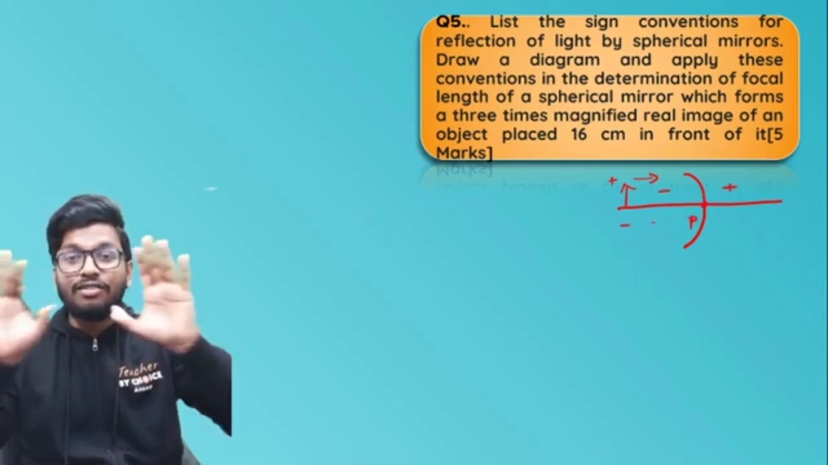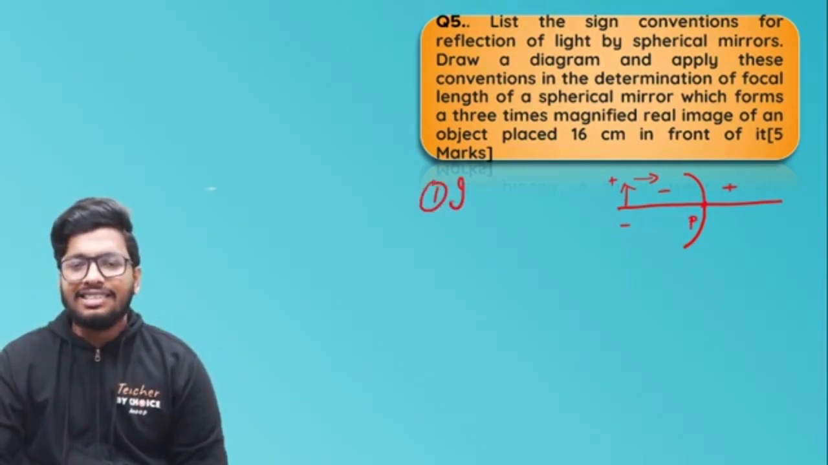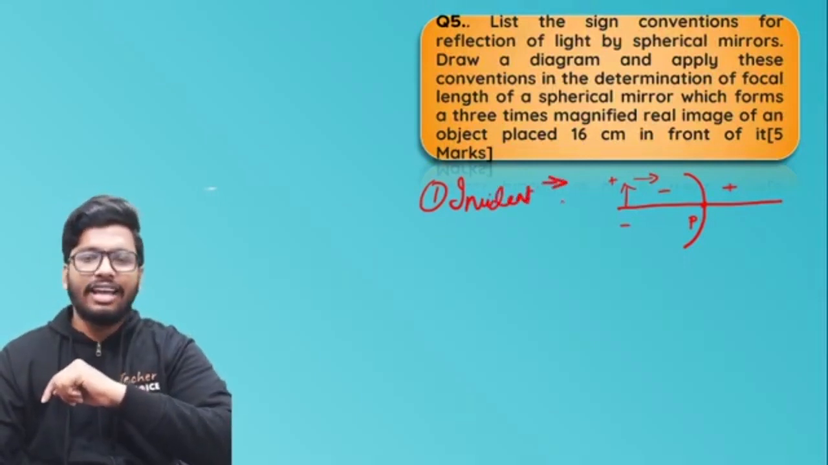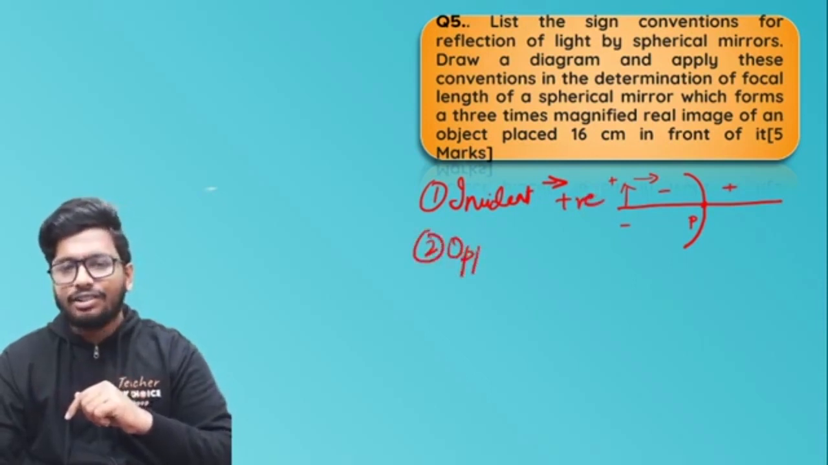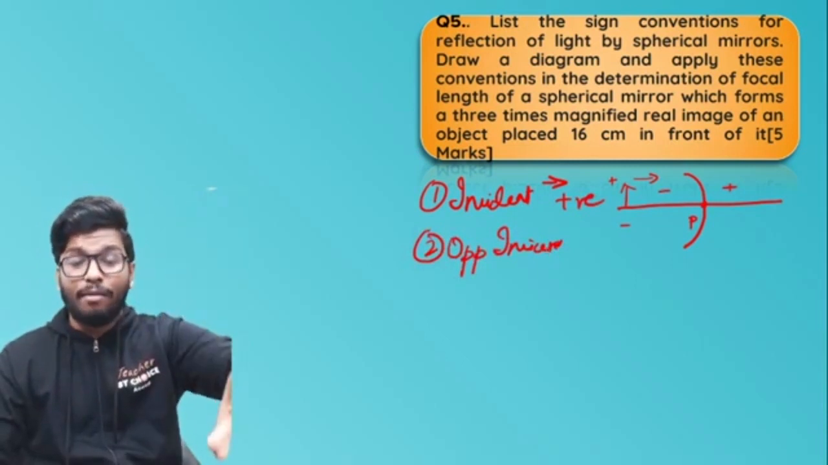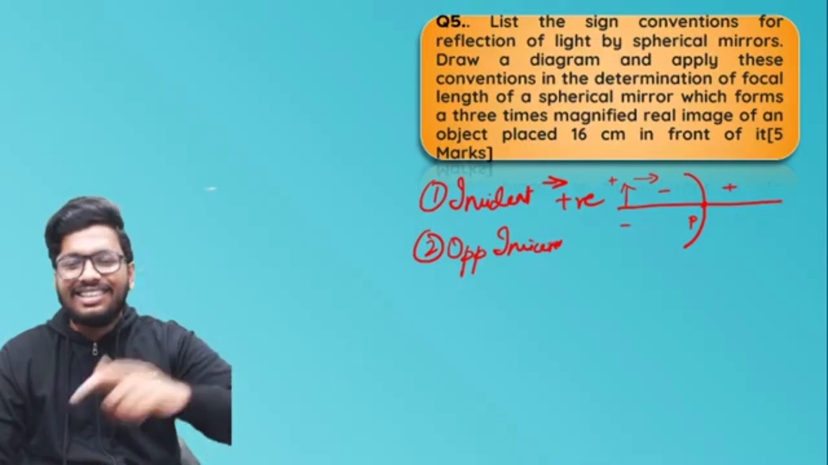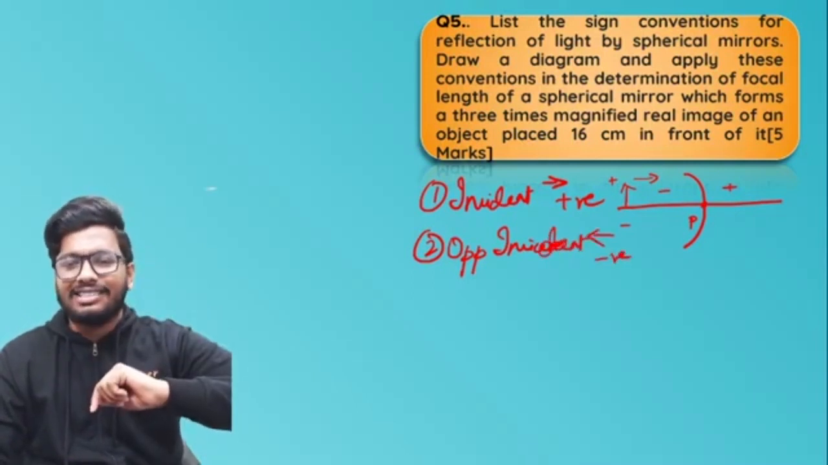So what are the points? First of all, list out the sign conventions. First thing, write that down. If it is in the direction of the incident ray, then it's taken as positive. If it's in the opposite direction to the incident ray, it's negative. I'm just writing it as a rough note. Don't worry, guys, you can download all these notes. So anything that is opposite to the incident ray is taken as negative.